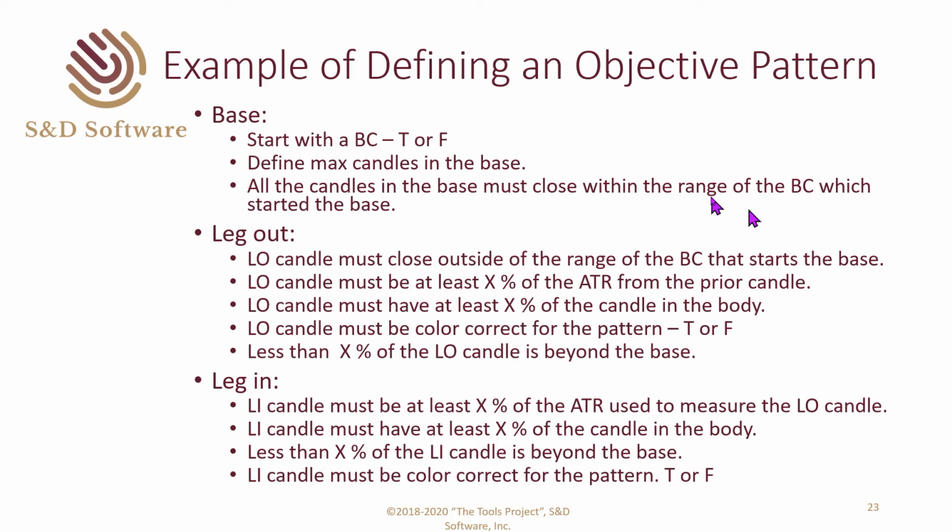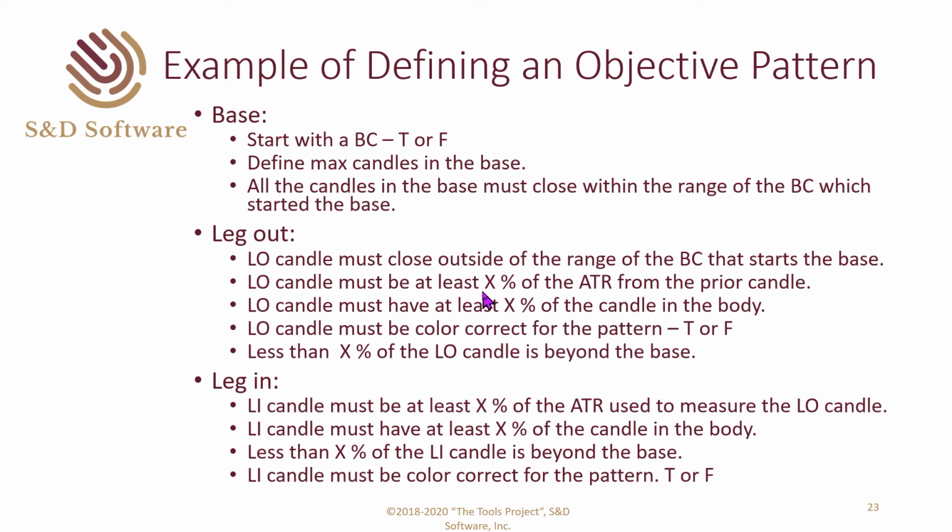Okay, so here's some examples of how you could make your supply and demand patterns objective. Will you allow it to start with a basing candle? What's the maximum number of candles you want in the base? Must all the candles close within the range of the base candle that started the base? When you look at the leg out, what are your rules for the leg out? Are you going to allow it to close outside the range of the basing candle? Is that a must?